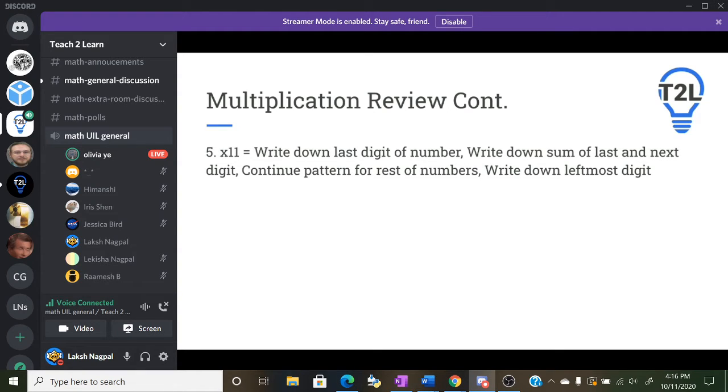37 times 11. If you know how to do it, go ahead and say it. Or wait, do you want to go over the first example and then we can have them do the second one?